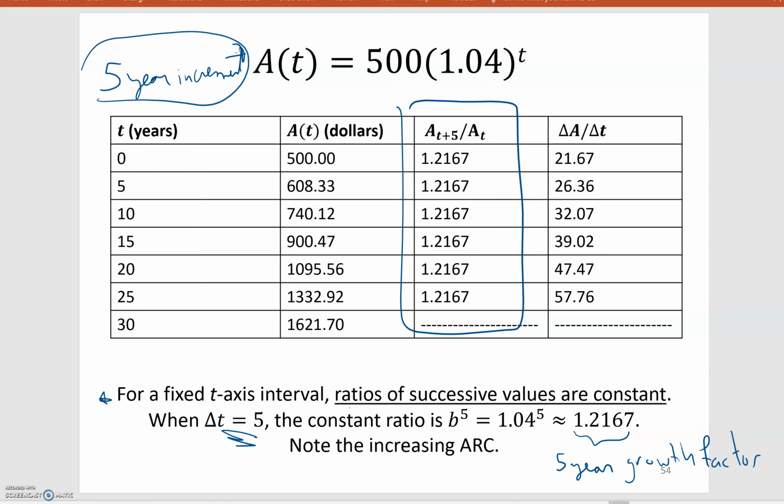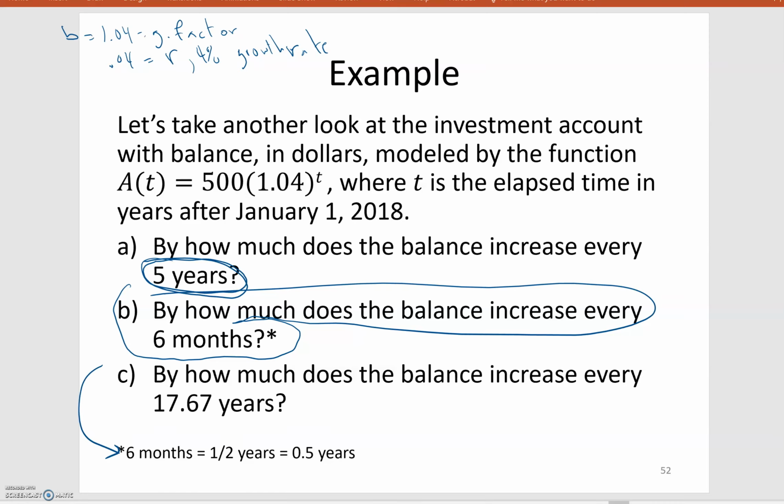Question B says, by how much does the balance increase every 6 months? Okay. Well, we've done a little work on this already in the 5-year zone, but first of all, 6 months is half a year, so that's 0.5 years. So what about just after the first 6 months? Well, after the first 6 months, what would t be? Well, it would be 1/2, right? That would be half of a year.